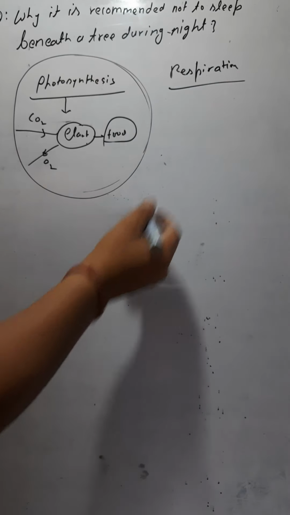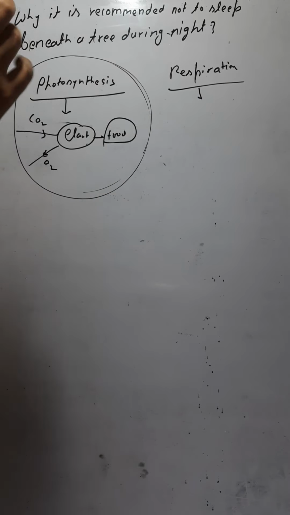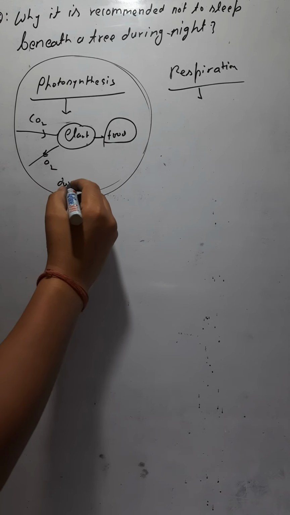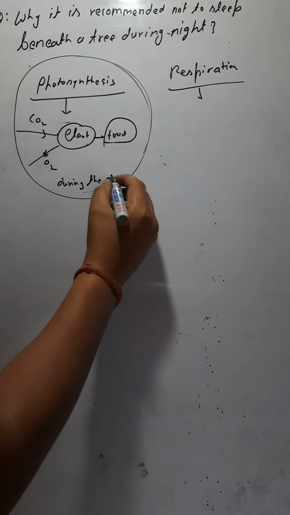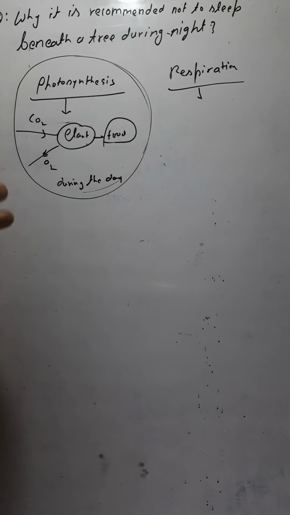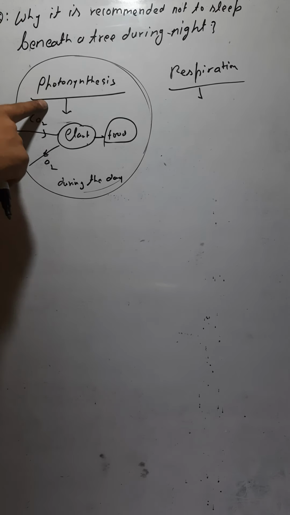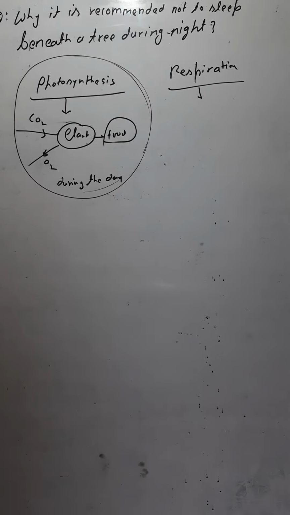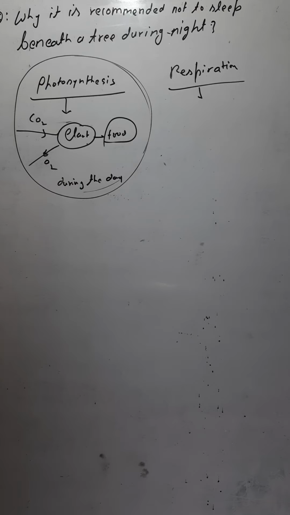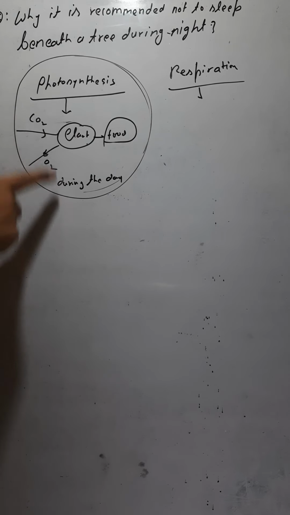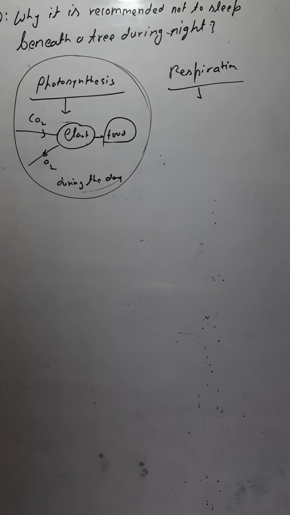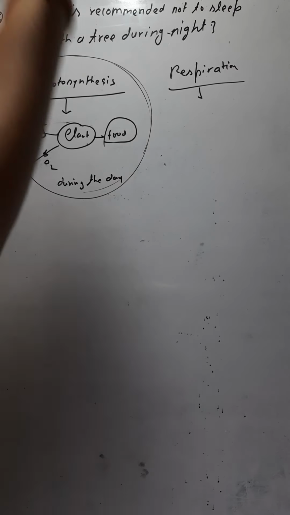from the photosynthesis process. The photosynthesis process will take place only during the day. Remember this, during the day, because this can happen only in the presence of sunlight. The plants are making their food only in the presence of sunlight. They are not making their food during the night. Why? Because there is no sunlight then. So this process would take place only during the day, and would not take place during the night.